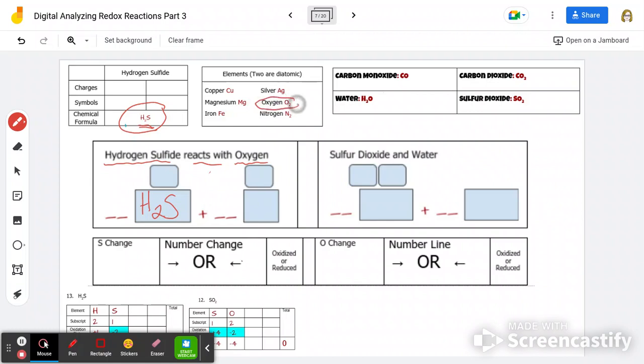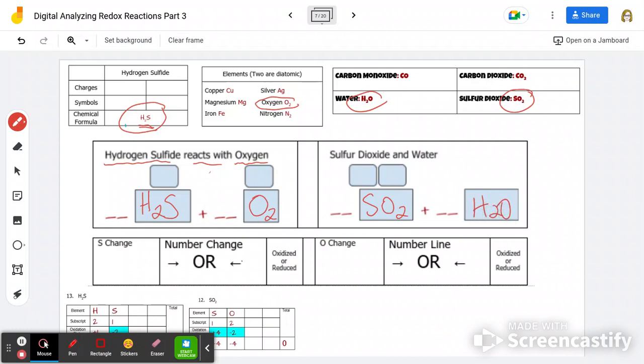Here's where you wrote the formula for oxygen. That's O2. It's one of your diatomic elements. Sulfur dioxide and water. Here's sulfur dioxide, and here's water. So we got SO2 and H2O.